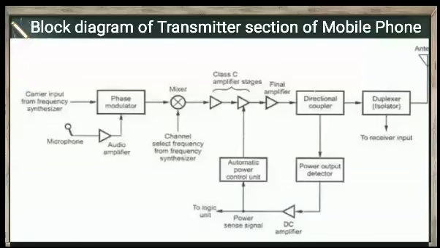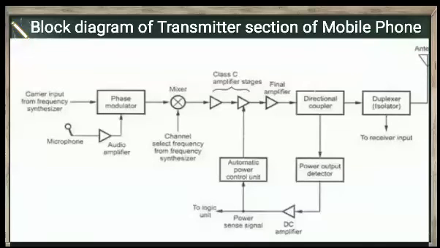There are 3-4 class C amplifier stages, and the amplifier stage also has one more block called the automatic power control block, also called APC, which automatically controls the power of the mobile phone. Next is a directional coupler, which gives the supply to the power output detector, DC amplifier, and again to the APC circuit and logic, and that signal goes to the logic unit. The last one is the duplex isolator, which sends the signal toward the receiver input and also toward the antenna, and the antenna then transmits the signal to the next section.